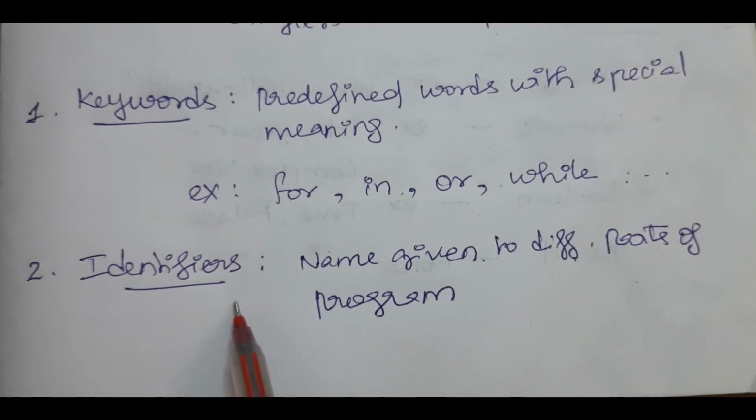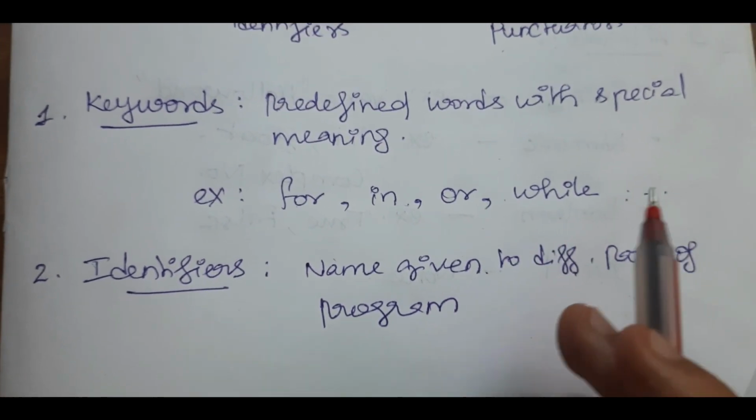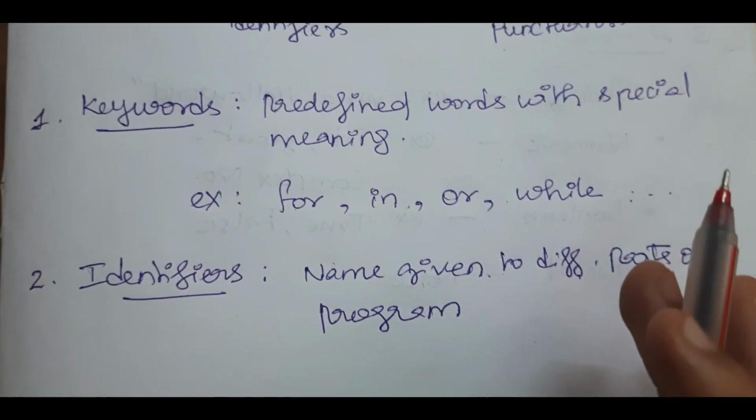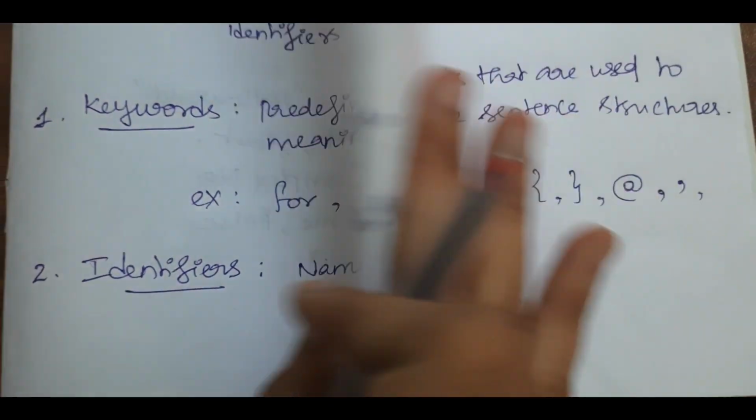And then comes identifier. Identifiers are the names given to the different parts of the program, like variables, objects, classes, functions, lists, dictionaries, and so on. So now let's see the rules for becoming a valid identifier and their examples.